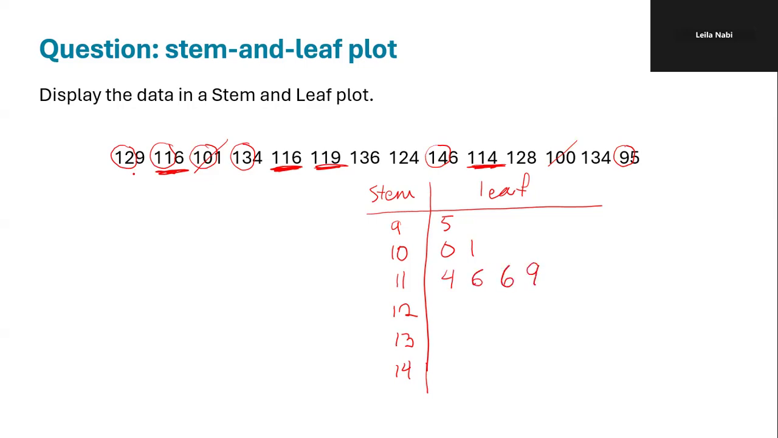For 12, I have 129, 124, 128. So if I put them in order, I have 4, 8, and 9. And for 13, I have 134, 136, 134, which is 4, 4, 6. For 14, I only have one number, which is 146.